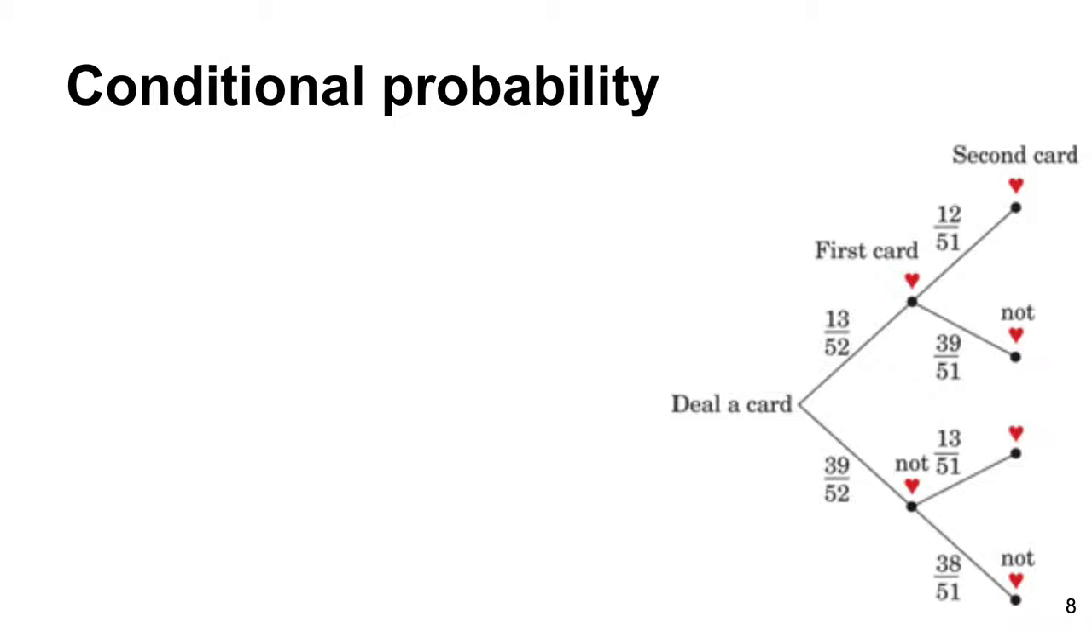On the right-hand side there, what is the probability that the first card is a heart? Well, there's 13 hearts out of 52 cards. If the first card is a heart, then I have 12 cards remaining in the deck that are still hearts, and there are only 51 cards. So the probability that the second card is a heart, given the first card is a heart, is 12 out of 51.